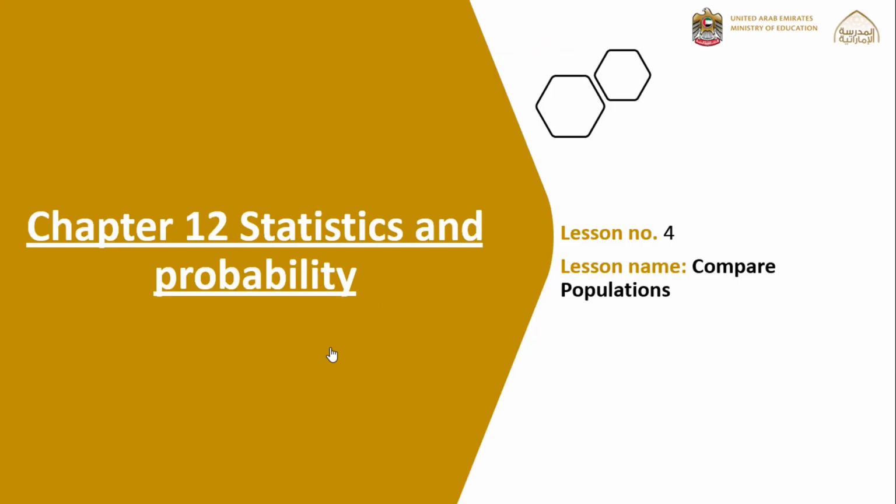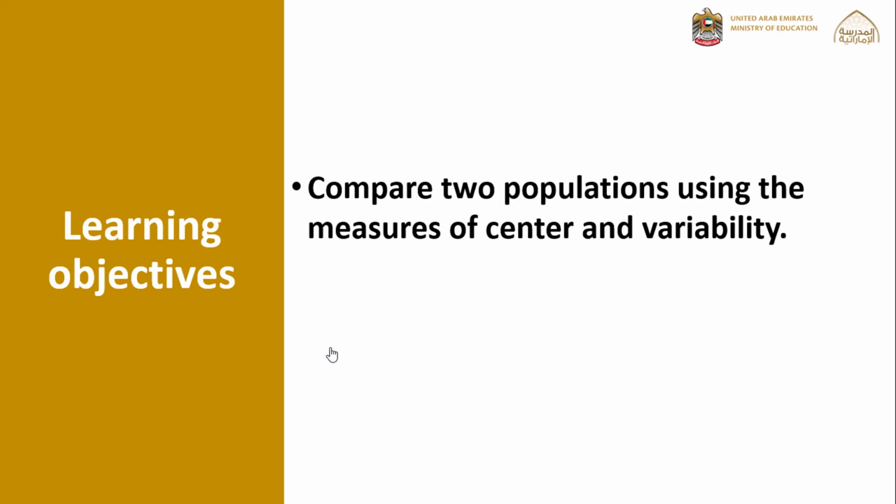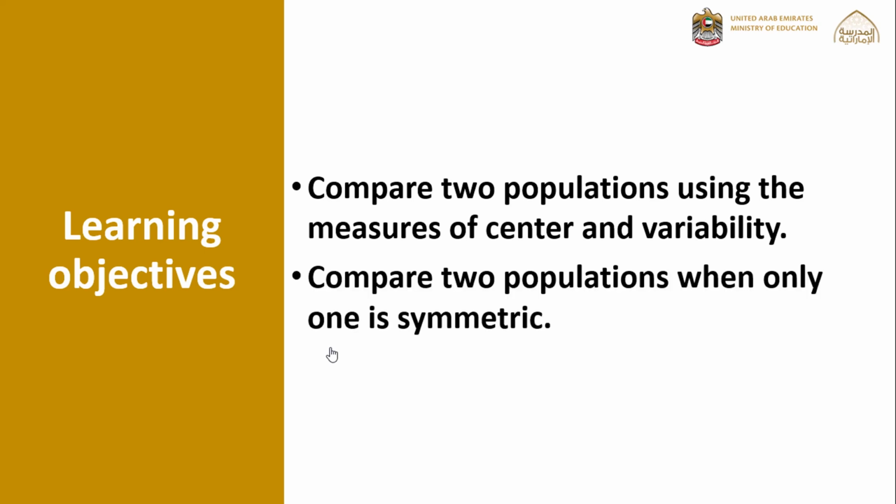Chapter 12, Statistics and Probability. Lesson 4, Compare Populations. Learning Objectives. Compare two populations using the measures of center and variability. Compare two populations when only one is symmetric.